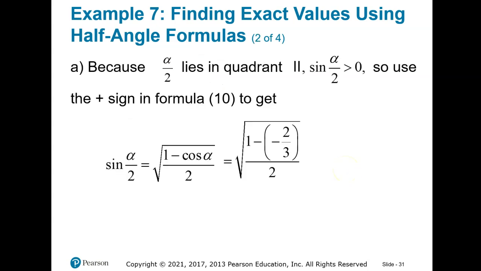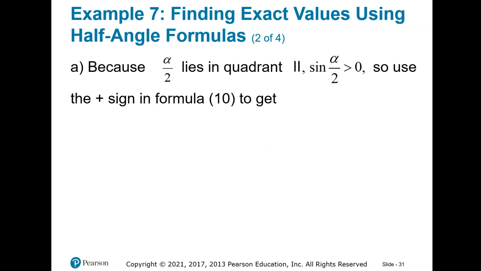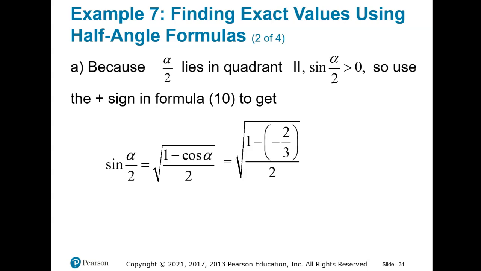So I plug in 1 minus cosine alpha over 2 underneath the radical. The cosine is negative 2/3, so I get 1 plus 2/3, right, which is 5/3 over 2. That's 5/6, so we get the square root of 5/6. You can rationalize that. Let me show you where that's coming from.